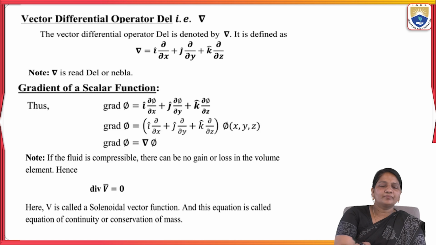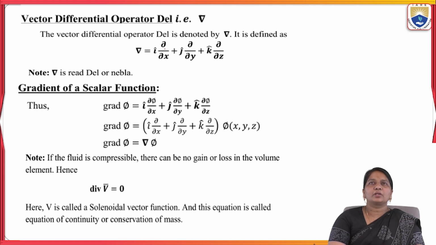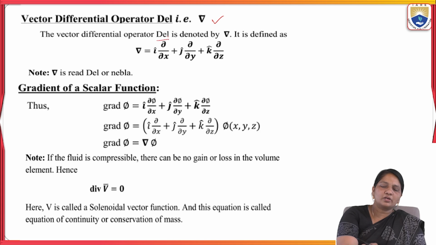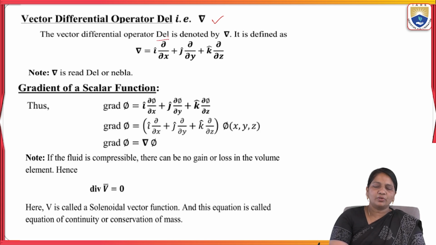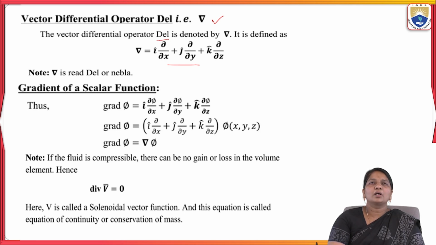We can discuss here the vector differential operator, which is the important thing in vector differentiation. This is the operator we are using in our problems. So what is the vector differential operator? This one is called del. Del equals i into dou by dou x plus j into dou by dou y plus k into dou by dou z. So here we have the gradient of a scalar function.